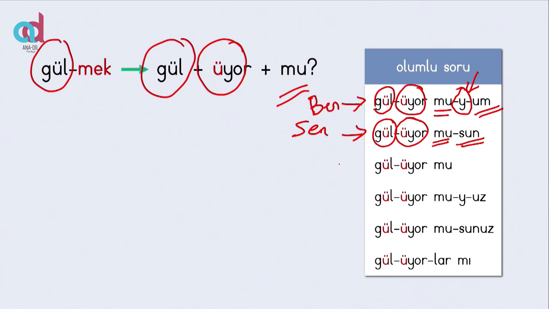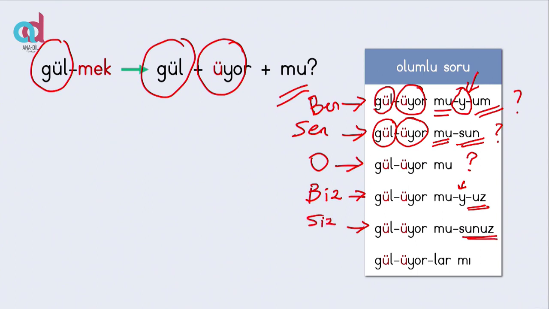So this one is o. O gülüyor mu? Of course we have a question mark for all of it, right? Then biz. Biz gülüyor muyuz? Here we go. Here again, another helping letter we have. Siz gülüyor musunuz? This one is for they. Are they smiling? Onlar gülüyorlar mı?